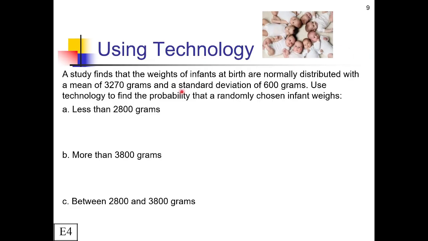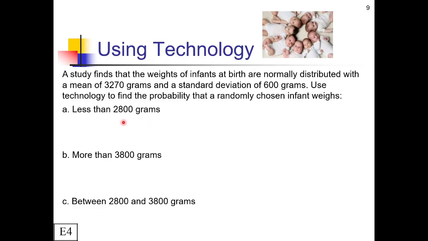So we're going to give this z-score thing a little test drive using a real-life problem. We have a study that finds the weights of infants at birth are normally distributed with a mean of 3270 grams and a standard deviation of 600 grams. We want to use technology, namely Desmos, to figure out the probability that a randomly chosen infant weighs one of the following things. So we're going to do part A, less than 2,800 grams, together. I'll show you the ropes on Desmos, and then you can try out B and C on your own.